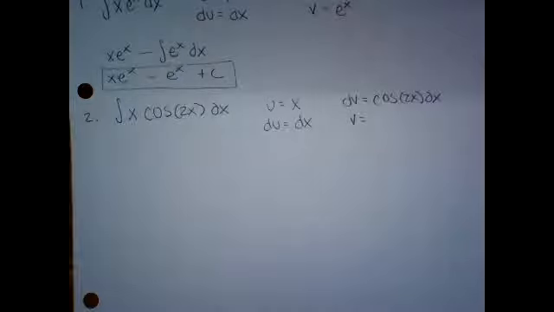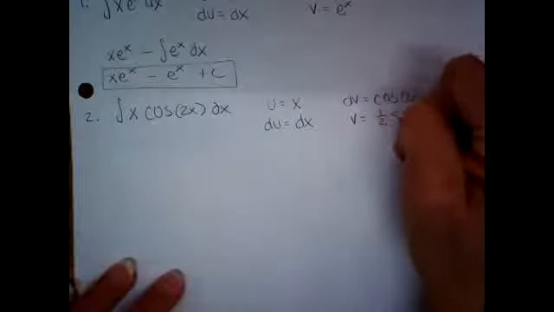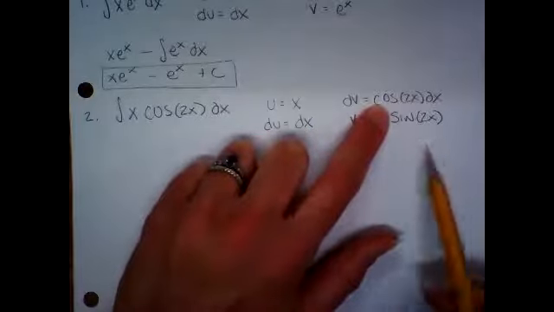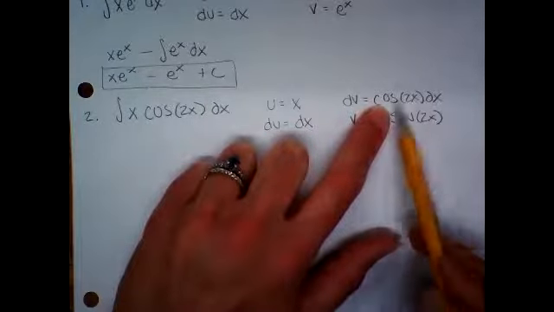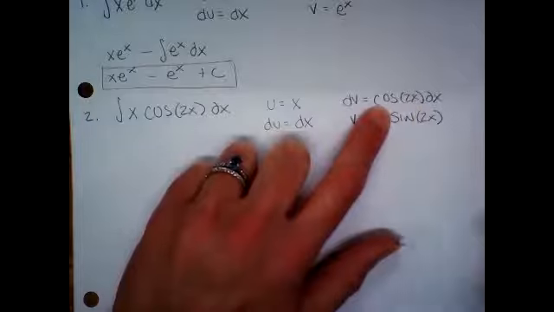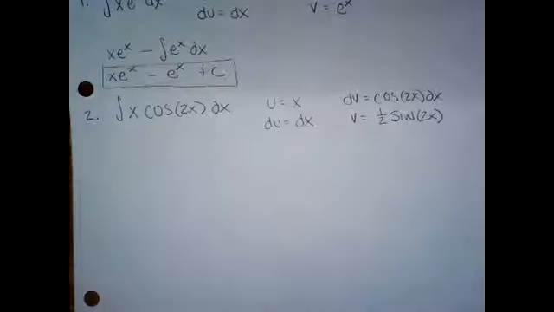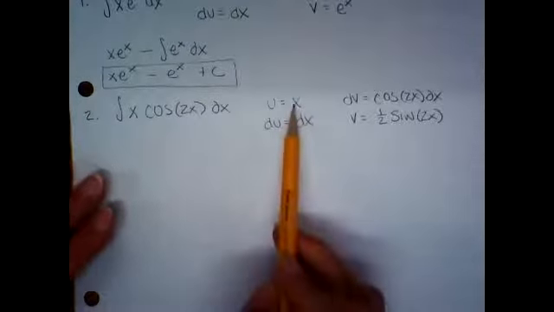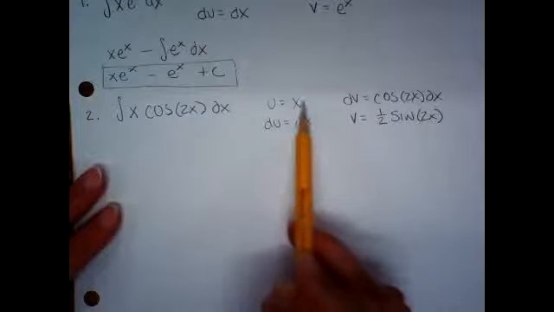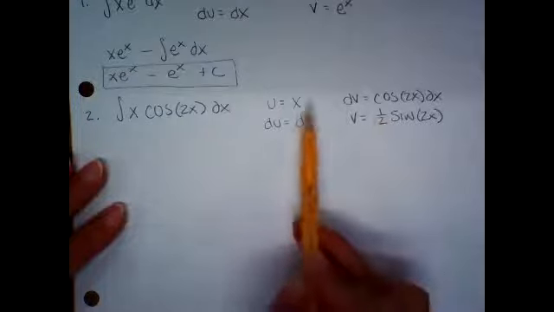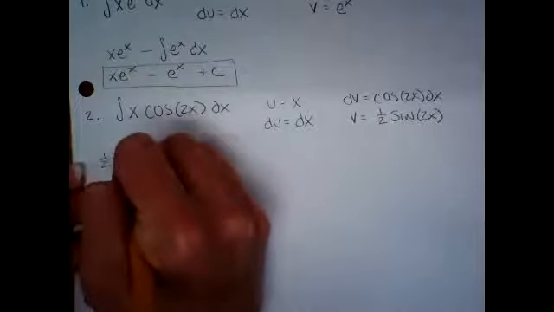It'll just be sine, but because there's a 2x in there, it is going to be 1/2 sine of 2x. Pretend you don't have the 1/2 there. If you do the derivative of sine of 2x, you would get cosine of 2x times 2 for the chain rule. So you need the 1/2 there to cancel it out. All right, so your answer is going to be u times v. So we're multiplying these together. So I'm going to put the 1/2 out front. It would be 1/2 x sine of 2x.